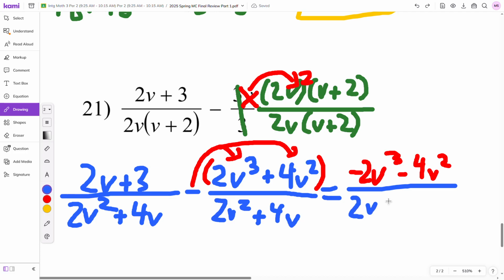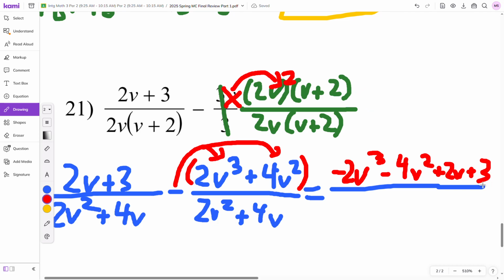Whoop. Nope. Sorry, I forgot the other parts. Plus 2v plus 3. Plus 2v, because we're supposed to have the numerators together. Plus 3. Okay, that seems good, and that's over the denominator of 2v squared plus 4v. And I can't factor anything out of the numerator, so I'm done. And that's all there is.